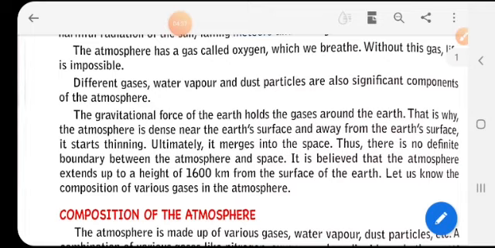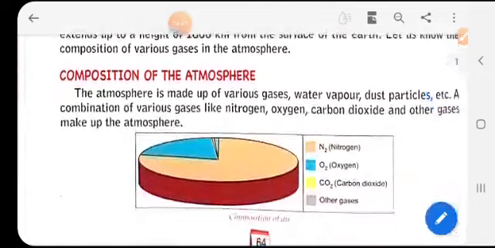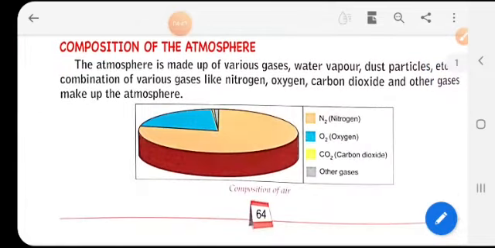Let us know the composition of various gases in the atmosphere. Now let's study the various components or ingredients of which this atmosphere is comprised. Now, the composition of the atmosphere.